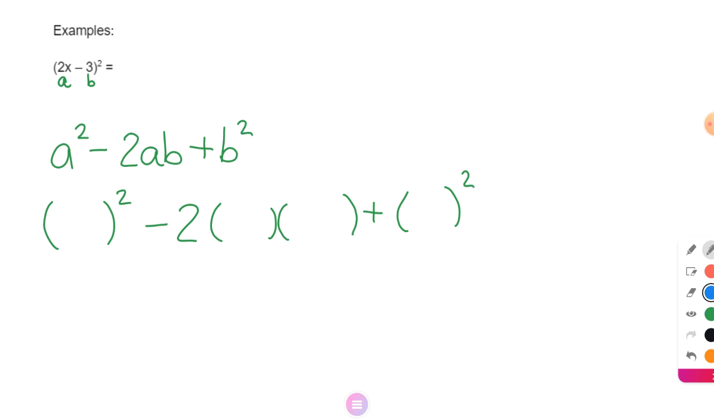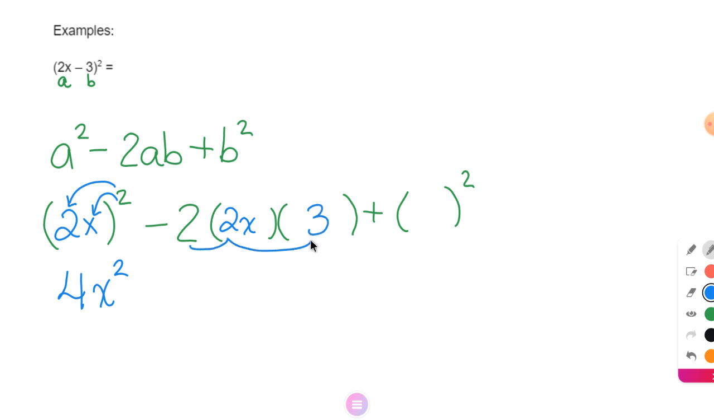Let's see, a is 2x, so 2x squared. 2 squared is 4, x times x is x squared, minus 2 times a times b. So 2 times 2 is 4, 4 times 3 is 12, so minus 12x. And then plus b squared, b is 3, 3 squared is 9.